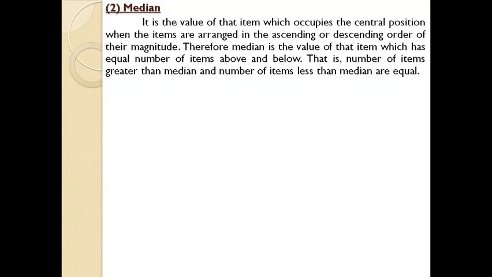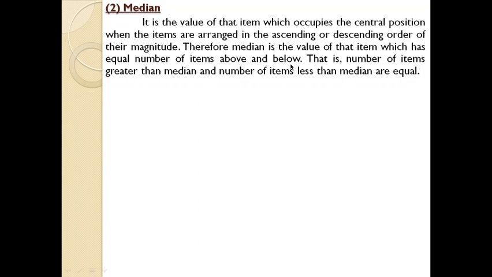So, in order to find the middle value, whenever details are given, you need to arrange that specific details in any of the order. It may be in ascending order or a descending order. Once you have made the proper arrangement, whether it is arranged in ascending or descending order, then you need to find the middle value, and that middle value is known as the median of that series. Therefore, median is the value of that item which has equal number of items above and below.